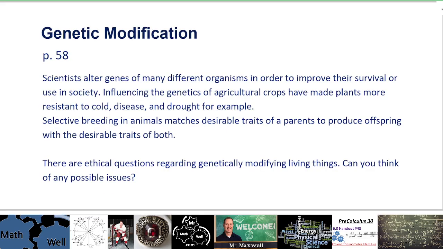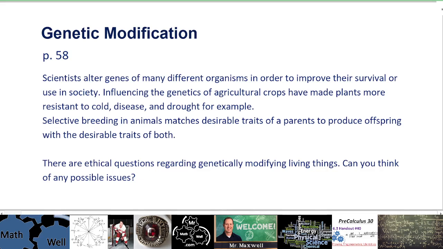Page 58 talks about genetic modification. All right, so obviously you can read in your textbook a few pages in between there, but page 58 is the start of section 2.3, and it's titled Genetics, Technology, Society, and the Environment. We're going to talk a little bit about this, but there are some things that I'm going to get you guys to study because there's a lot of different things related to this subject.